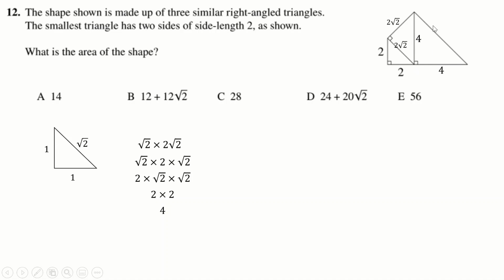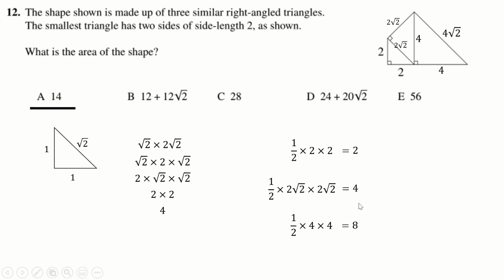Completely unnecessarily, I worked out this side doing the same thing, a scale factor up by 4, so this is going to be 4 root 2 over here. Doesn't matter though, because all I want is this area plus this area plus this area. So a half times 2 times 2, half times base times height for that one. Half times 2 root 2 times 2 root 2. Just be careful here, so do the same kind of trick here. So root 2 times root 2 is 2, times 2 is 4, times 2 is 8, divide by 2 is 4. And then last one, half times 4 times 4, 16 times a half is 8.